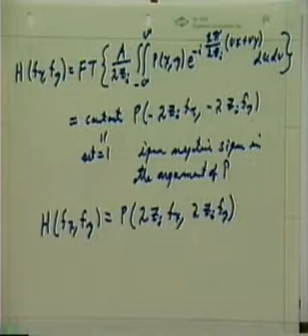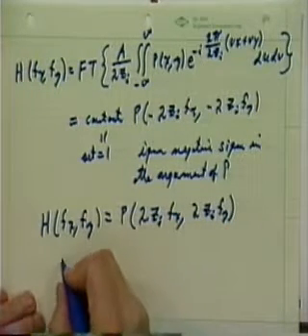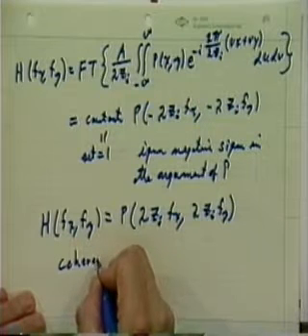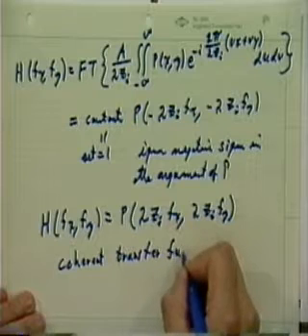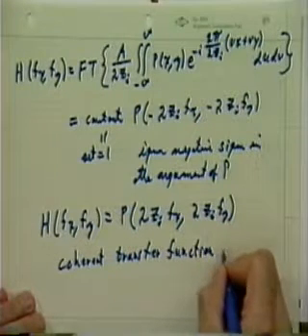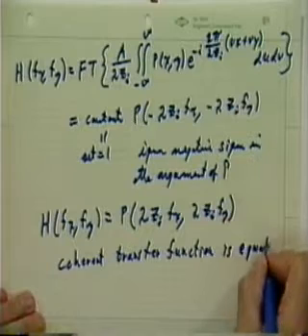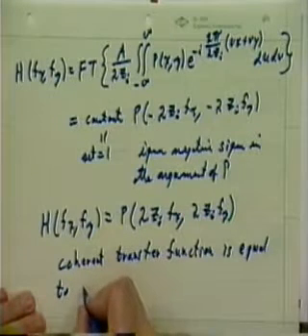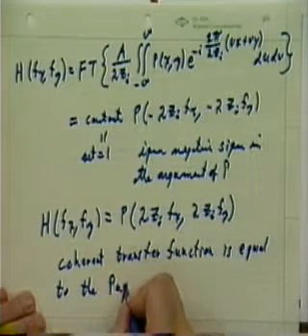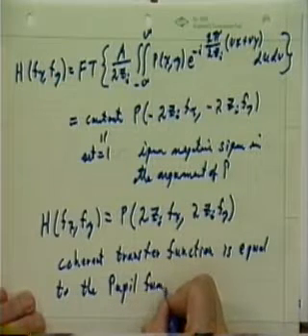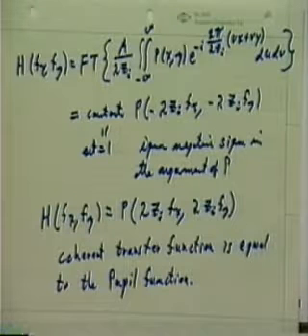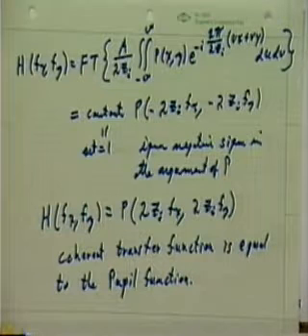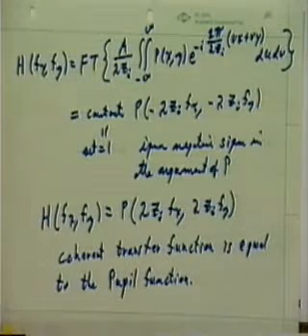So the coherent transfer function is equal to the pupil function. Okay. That's kind of interesting. I even draw a red box around that, I guess.